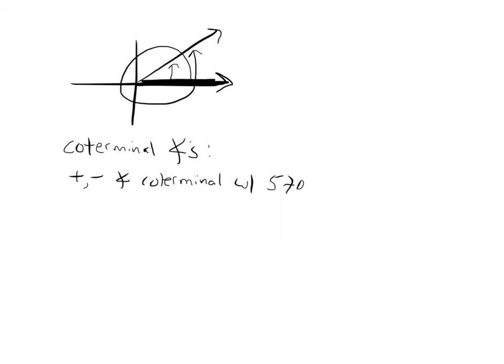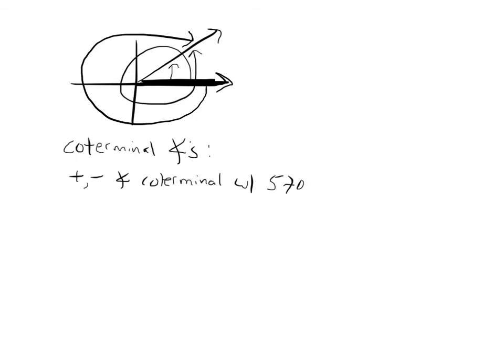I also could spin the other way. Let's suppose I spun in this direction. That would be a negative angle, a negative measured angle. So this acute angle, with a positive measurement, is going to be coterminal with this angle, which has a negative measurement, with the same terminal side.